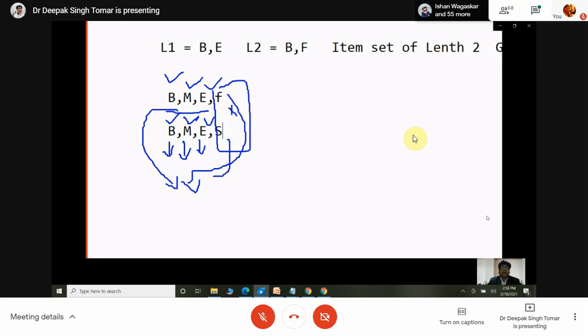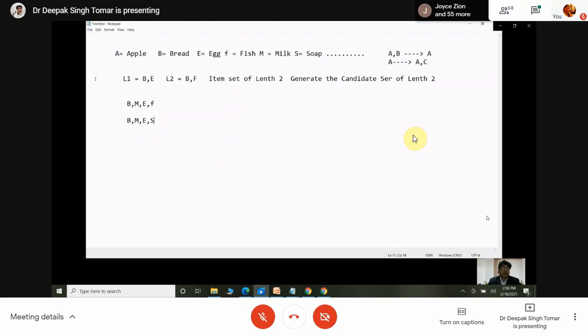In this way we are generating the length of 4, and we generate the length of 5. By using this, we take the bread, milk, and then so. This way we are able to generate the data.